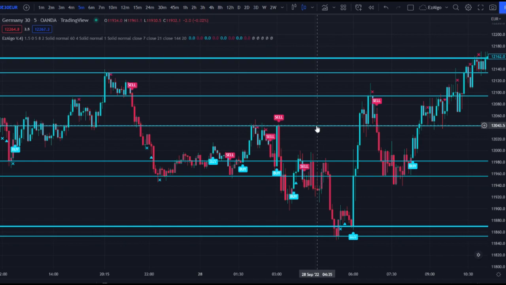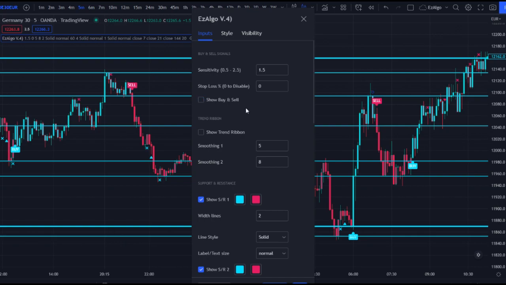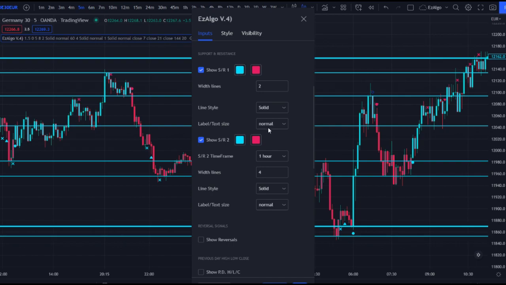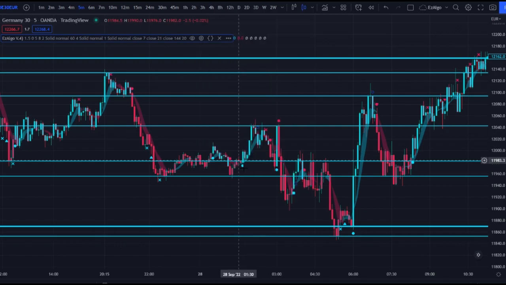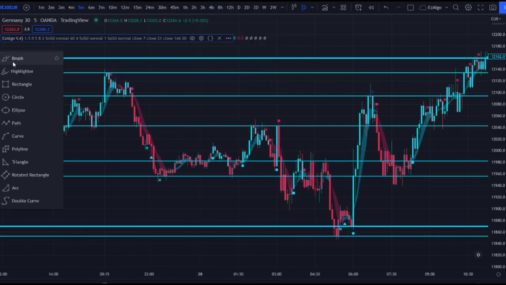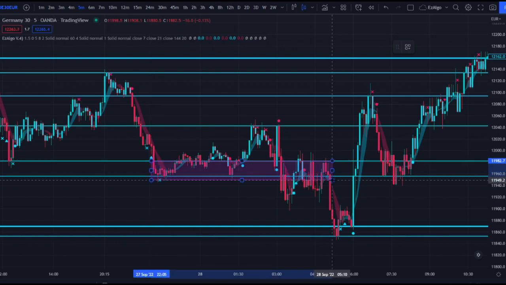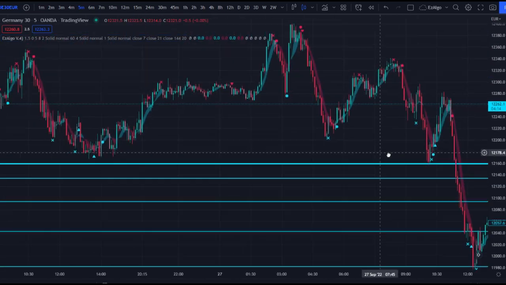So how do we get around this? Well, we're actually not even going to trade with the buy and sell signals, so we're going to turn those off in settings. We're also going to turn on trend ribbon. SR1 we're going to have on, and SR2 we're going to set to the 1 hour time frame. And I like to use the solid lines when I'm trading with EzAlgo because it creates this support zone, which I really like to see and have the visual. So those are the settings that we're going to be using for EzAlgo.